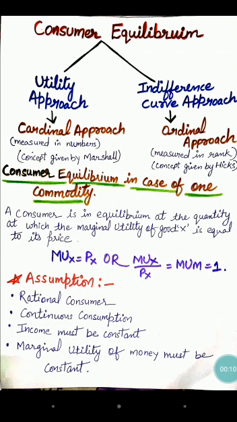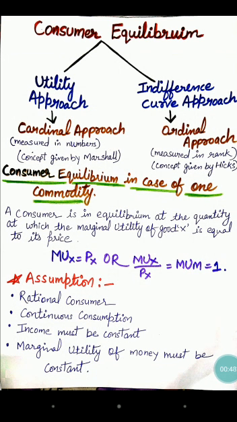Today we are going to start class 11th Microeconomics chapter 2nd, Theory of Consumer Behavior. In this chapter, today we are going to start the topic Consumer Equilibrium. In the last video we discussed the law of diminishing marginal utility. Now we are going to start this consumer equilibrium.